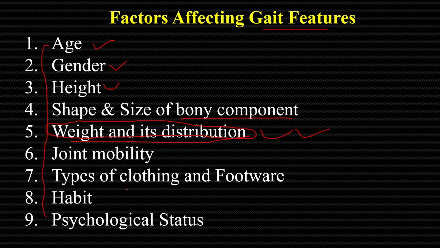Another is joint mobility, type of clothing and footwear. This is also very important, which type of cloth and footwear he has worn. Suppose in a crime the person is running or moving without shoes. When he is wearing shoes, these gait features or footprint may vary.